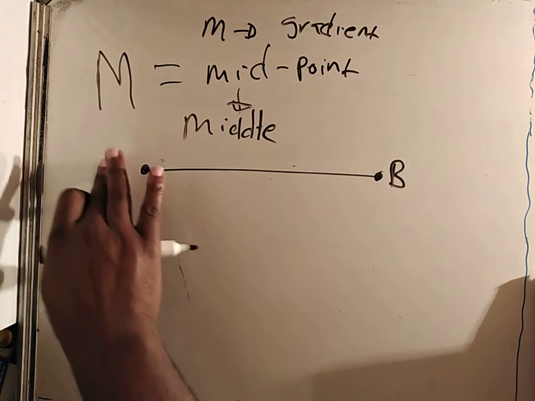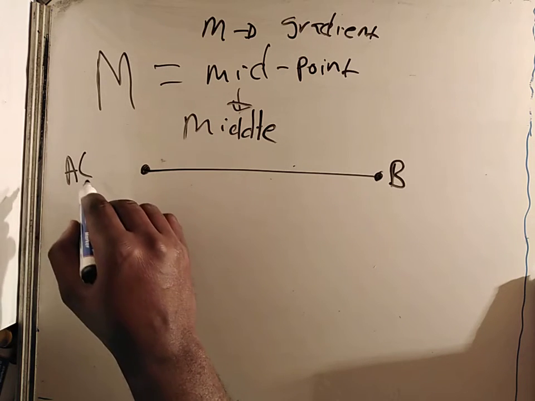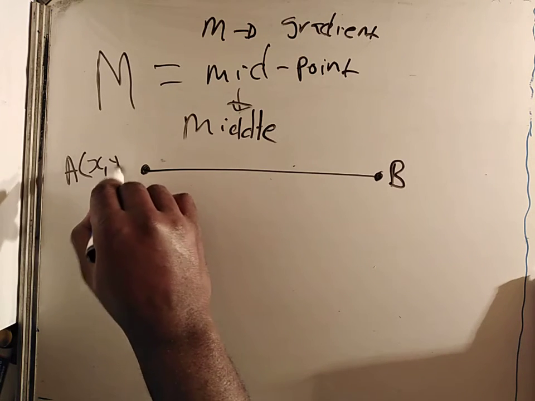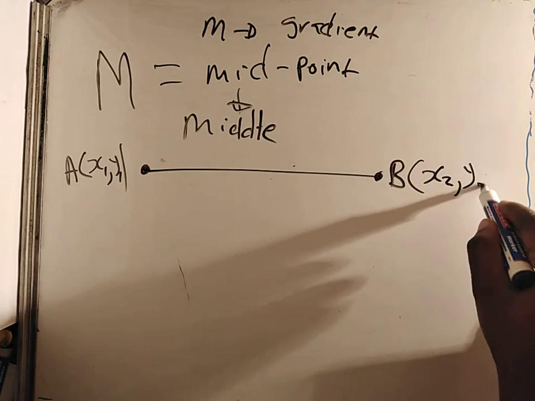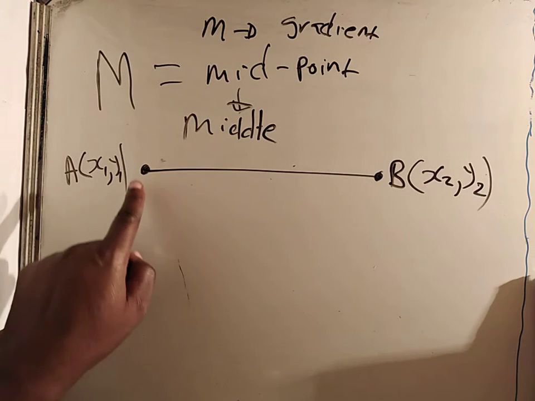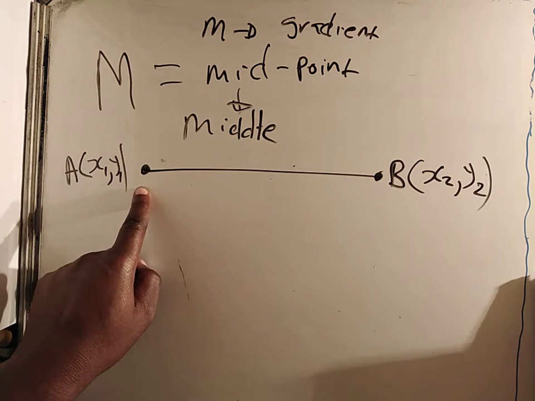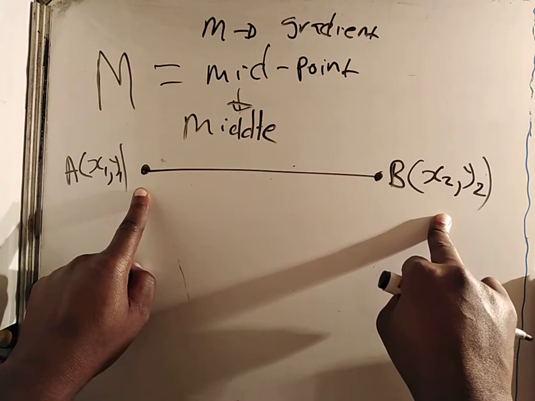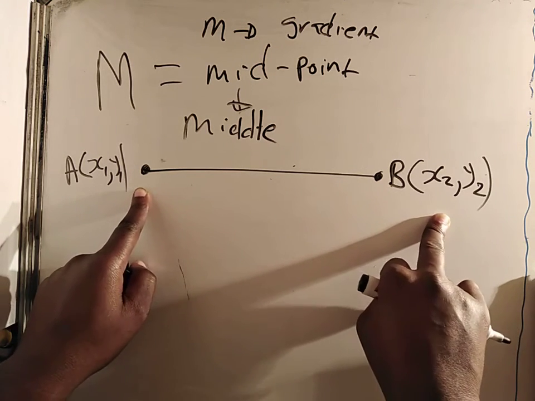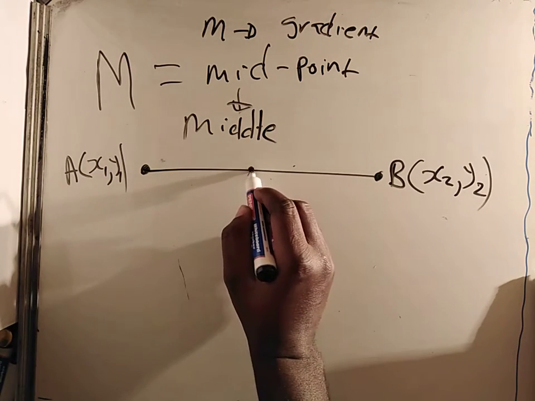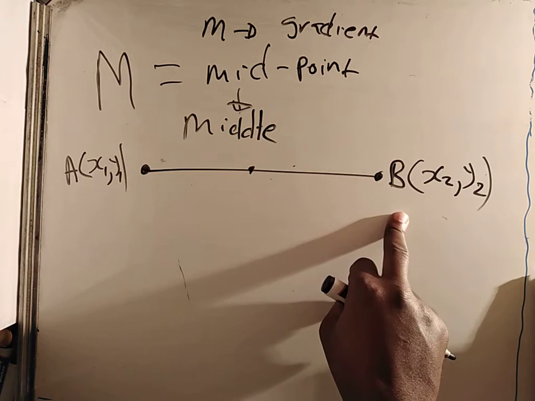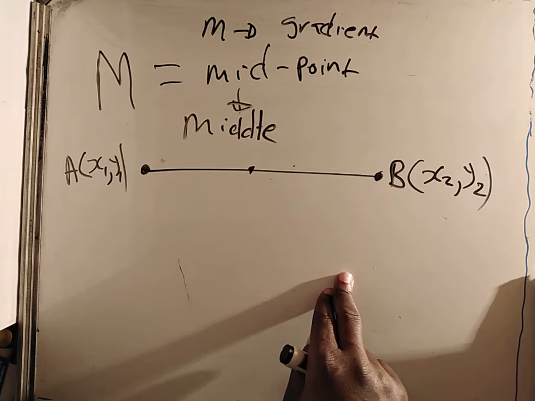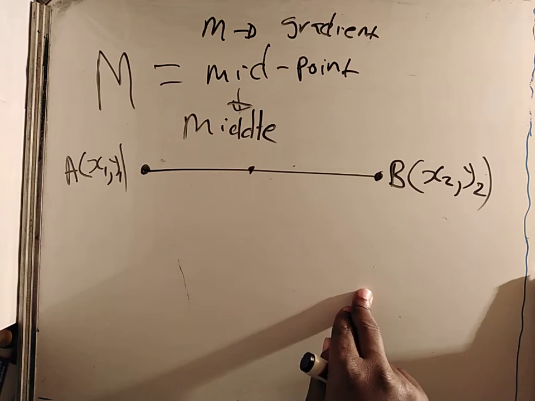Let's say for argument's sake, in A you've got x1 and y1, and in point B you've got x2 and y2. These are points. This is the beginning of a line, this is the end. Now, when you are looking for a midpoint, you are looking for a point that is found exactly halfway between point A and B. Never mind my writing if it is not equal, but basically you know what I mean. So you are looking for a point that is exactly here.